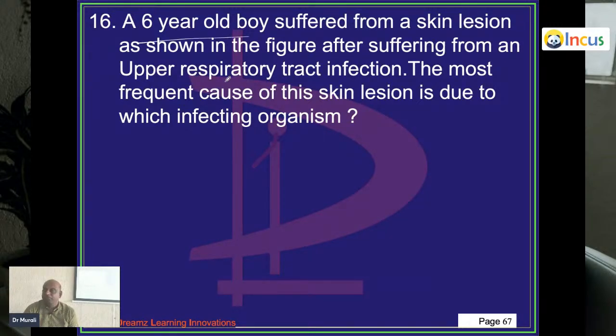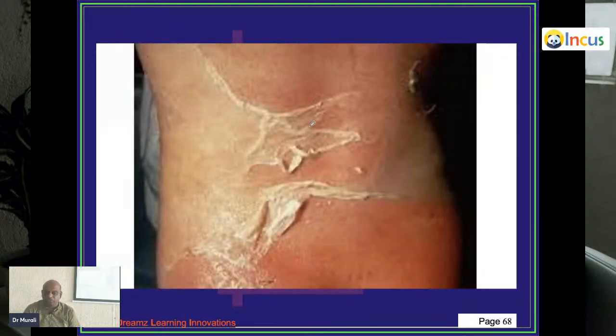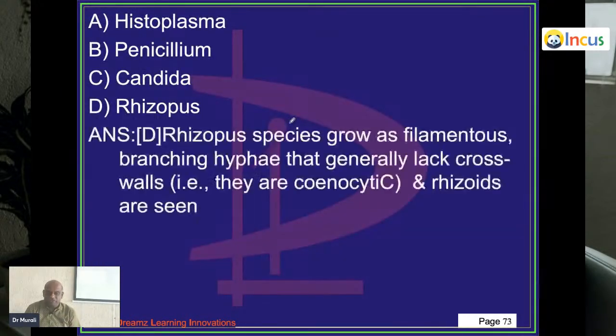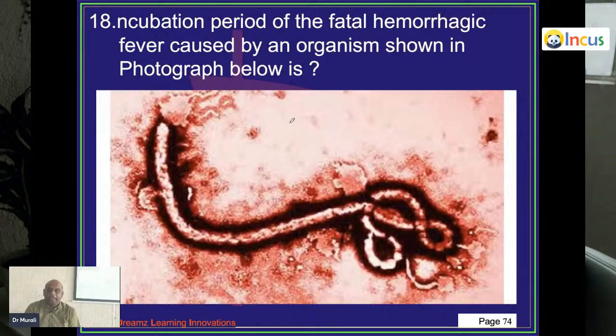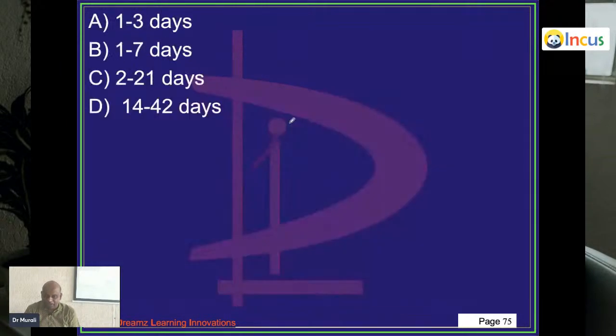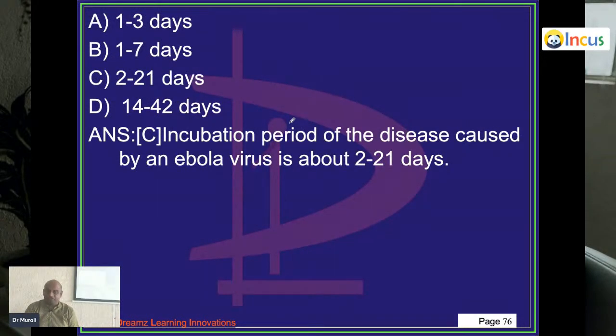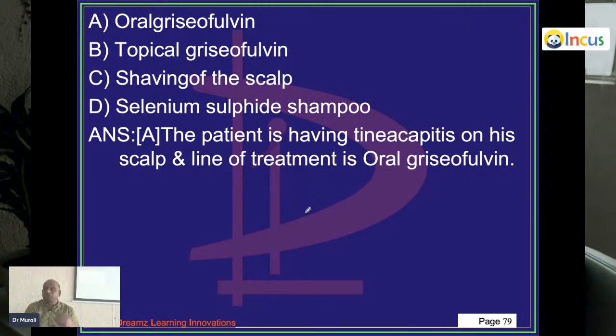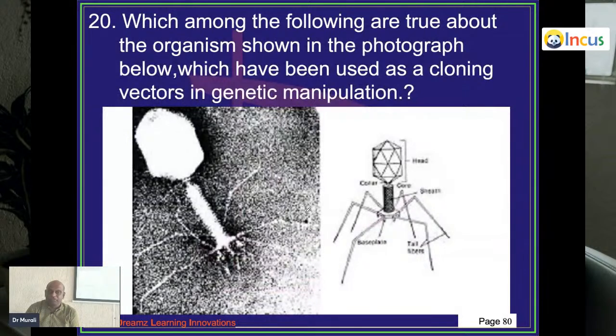A 6-year-old, the skin lesion is being shown. So what do you see? Scalded skin syndrome. Very good. It is staphylococci. And what do you see here? We see Rhizopus. And fatal hemorrhagic fever is because of Ebola virus, which has an incubation period of around 2 to 21 days, is what you need to remember. And what do you see here? Tinea capitis, a dermatophyte infection. So you treat it with oral griseofulvin.